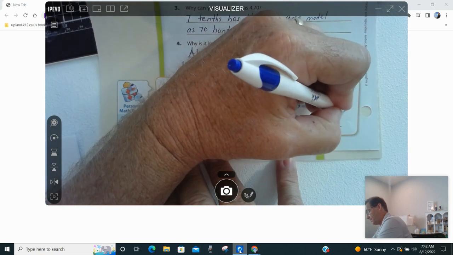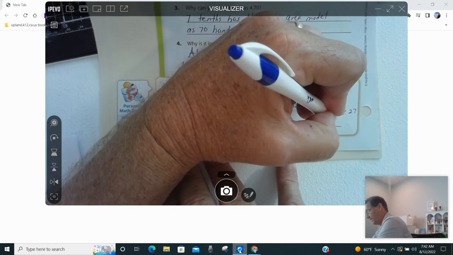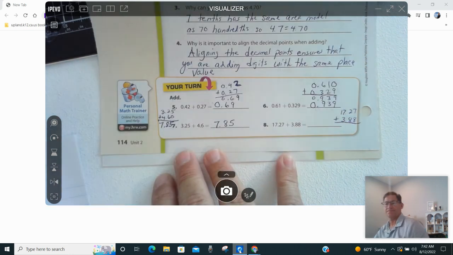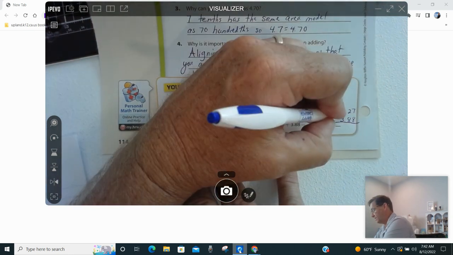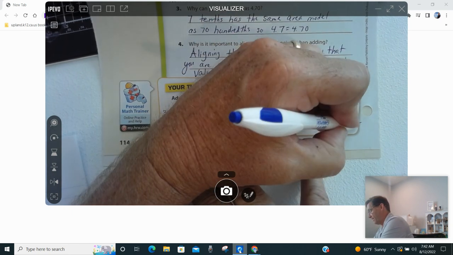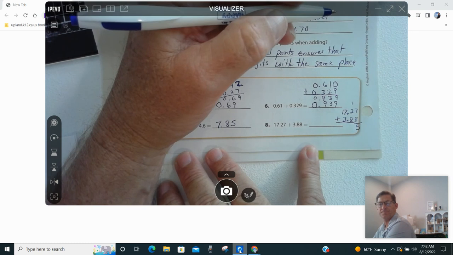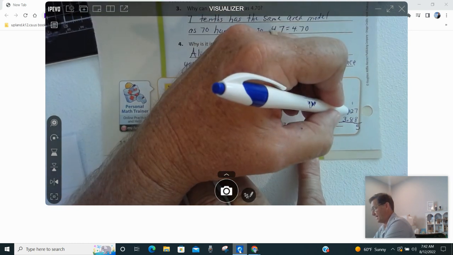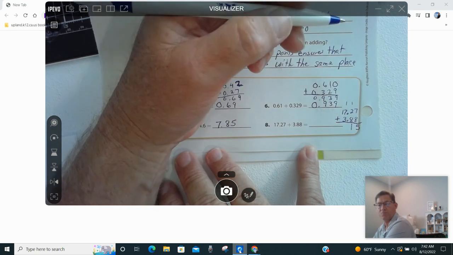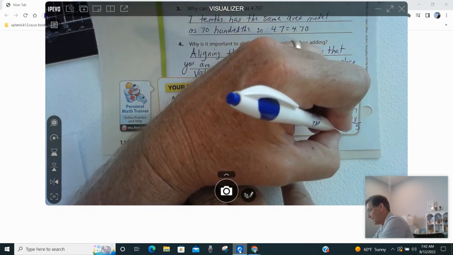And the last one on this page, 17 and 27 hundredths plus 3 and 88 hundredths. Okay, so decimal points are lined up, place values lined up. So we have 15 hundredths. We have 10 tenths plus the extra tenth. That's 11 tenths. Regroup that as 1 whole and 1 tenth.